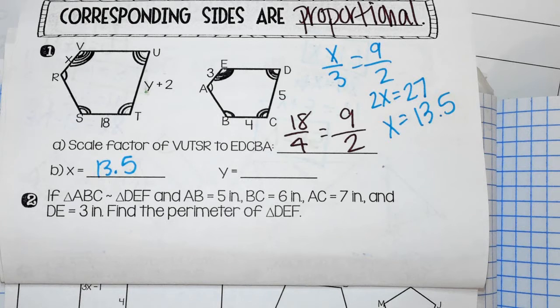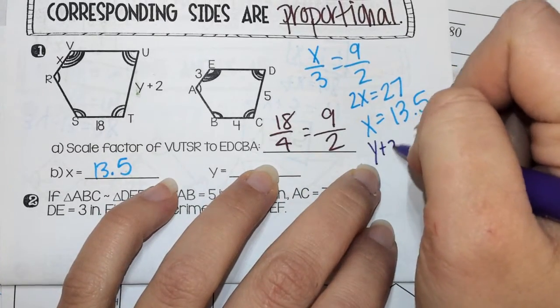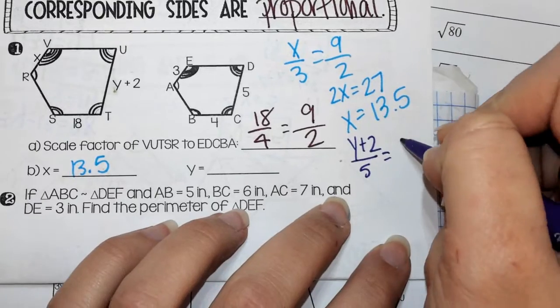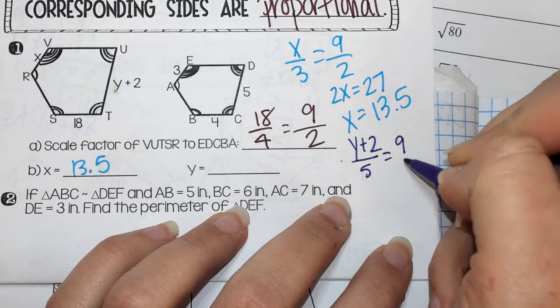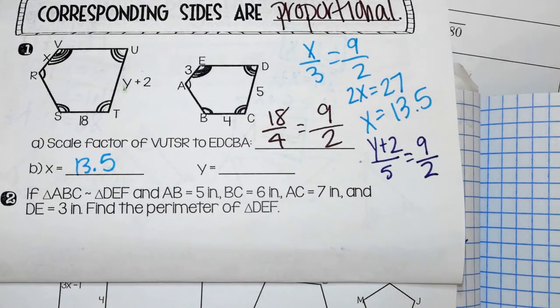Are we ready? No. Can I set up the proportion and then you can make sure you've got that part right? So what does y plus 2 correspond with? 5. So we're going to do y plus 2 divided by 5. And what are we going to set that equal to? 9 over 2. No, it's 9 divided by 2. We're not 9 cows. 9 divided by 2. Cross multiply.